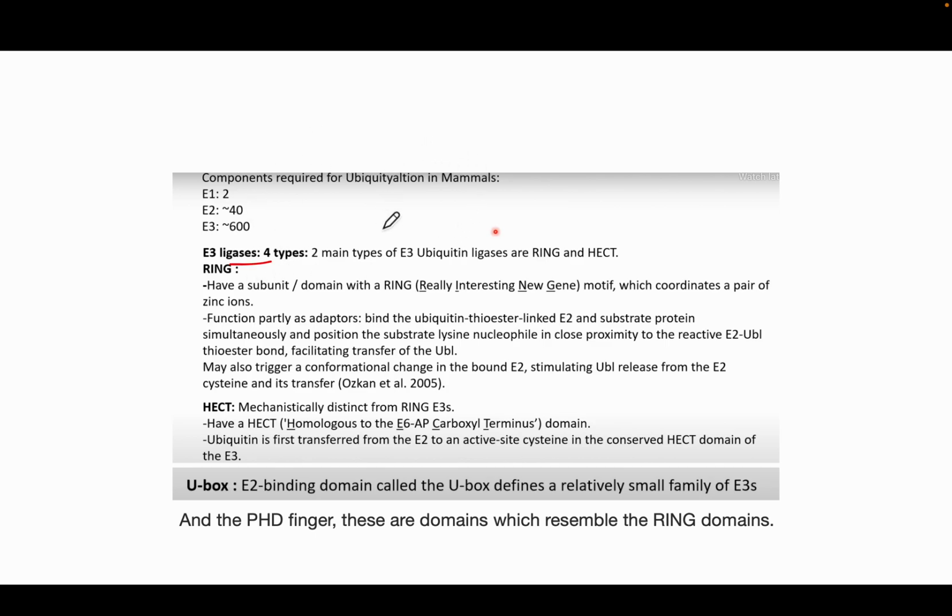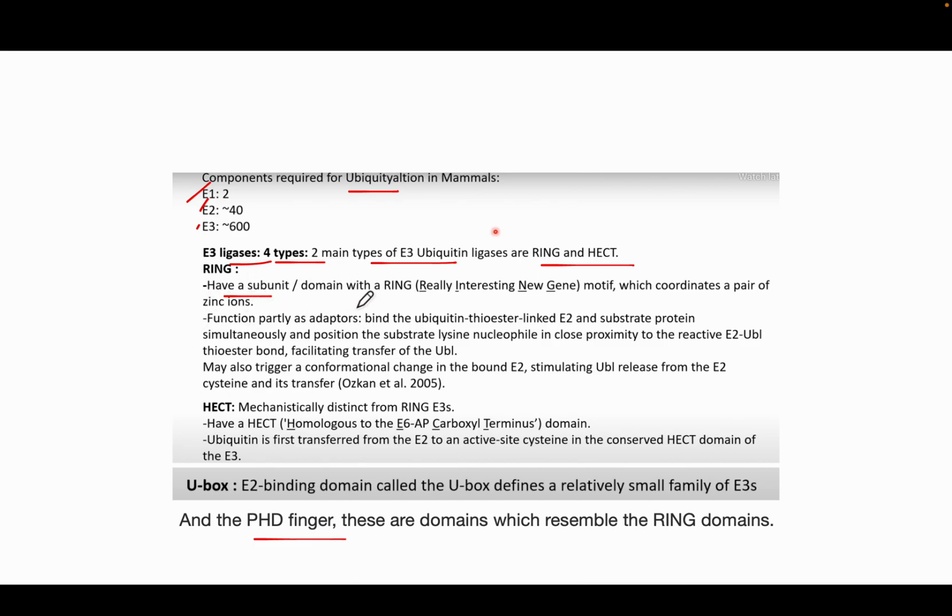So we know that during ubiquitination we have E1, E2 and E3 ligases. In E3 ligases there are four types. The two main types of E3 ubiquitin ligases are RING and HECT, and there are also U-box and PHD finger. So what is RING? What are the constituents of RING?